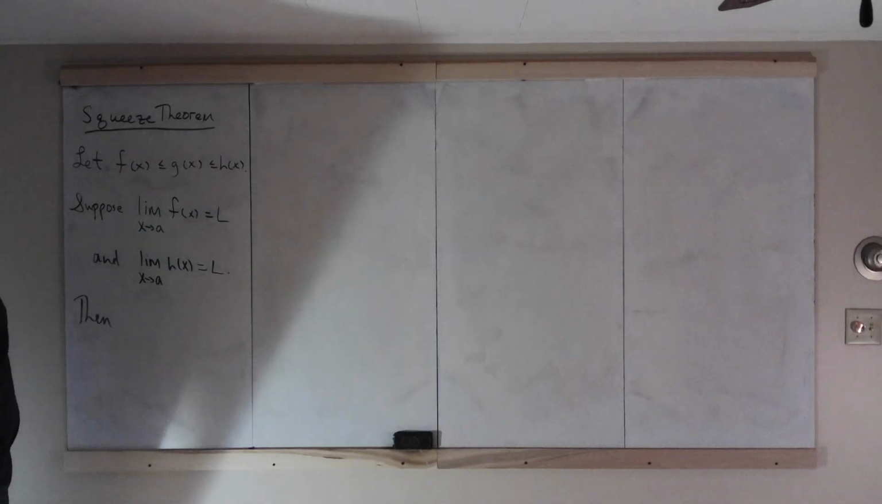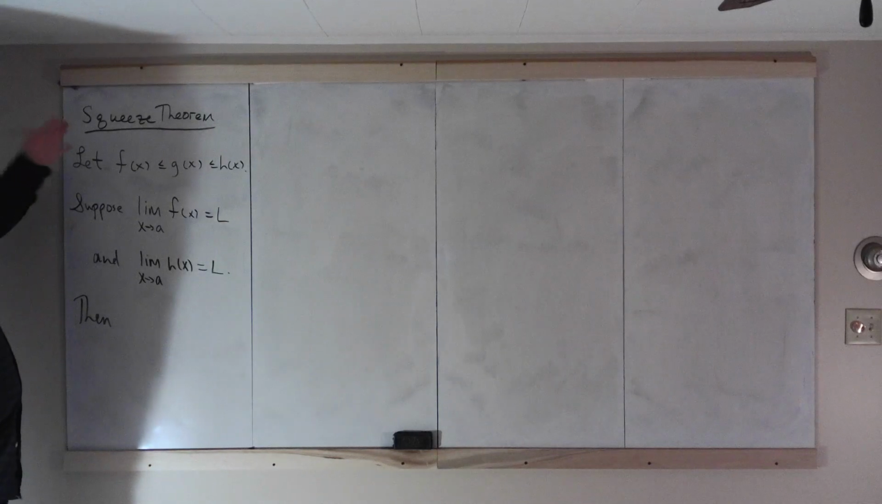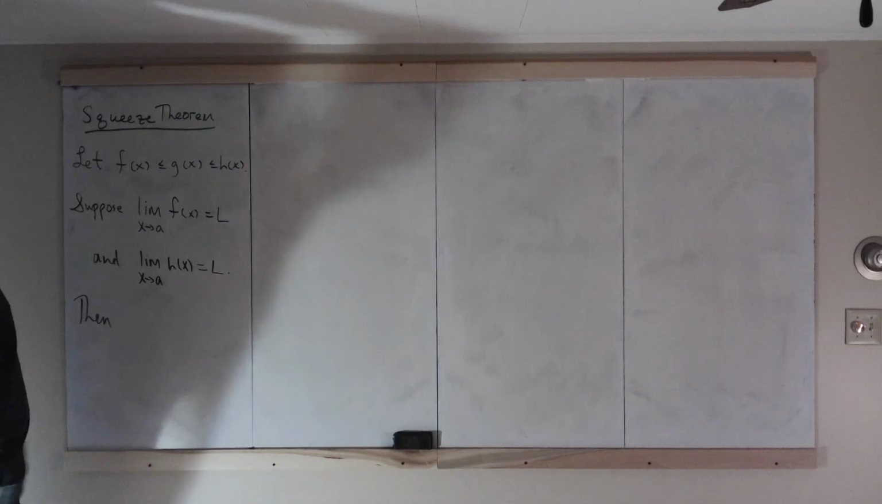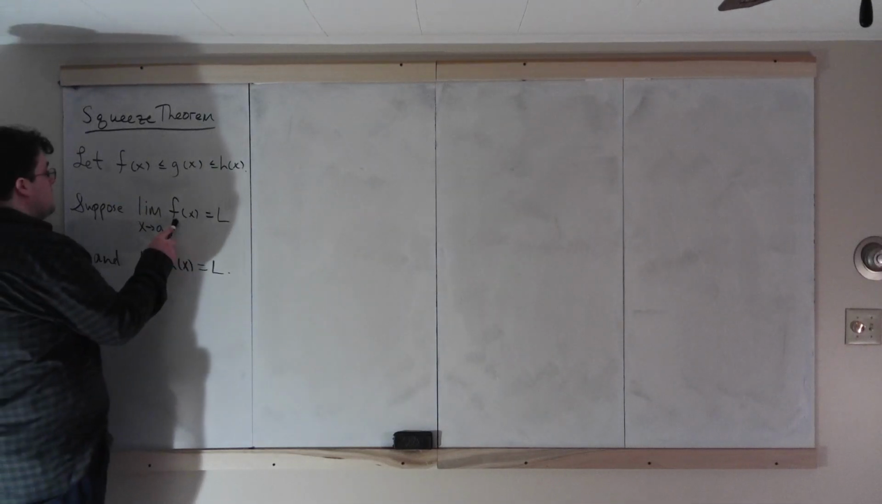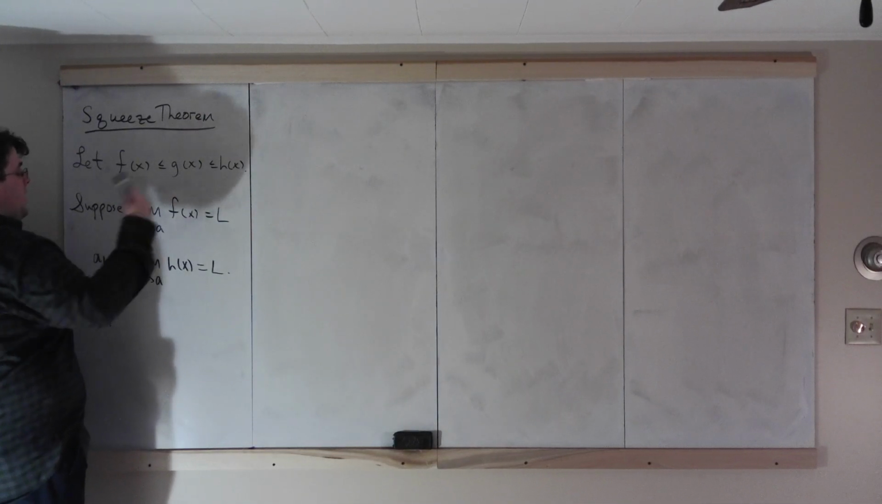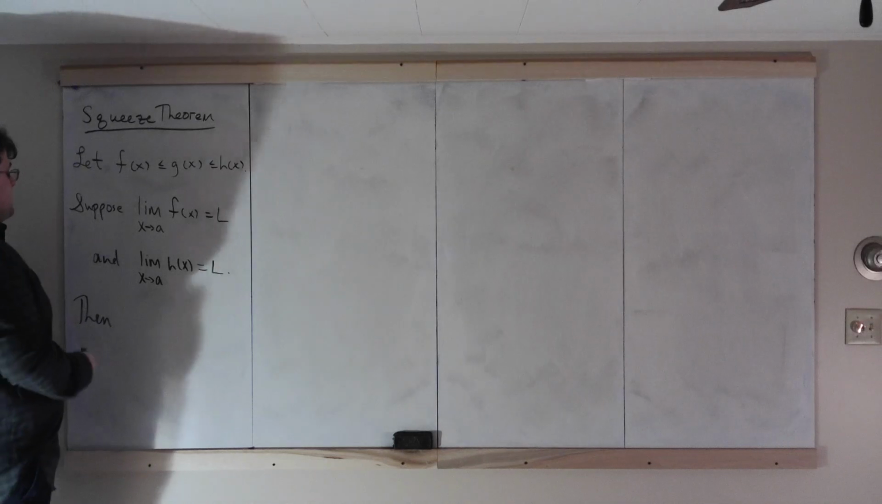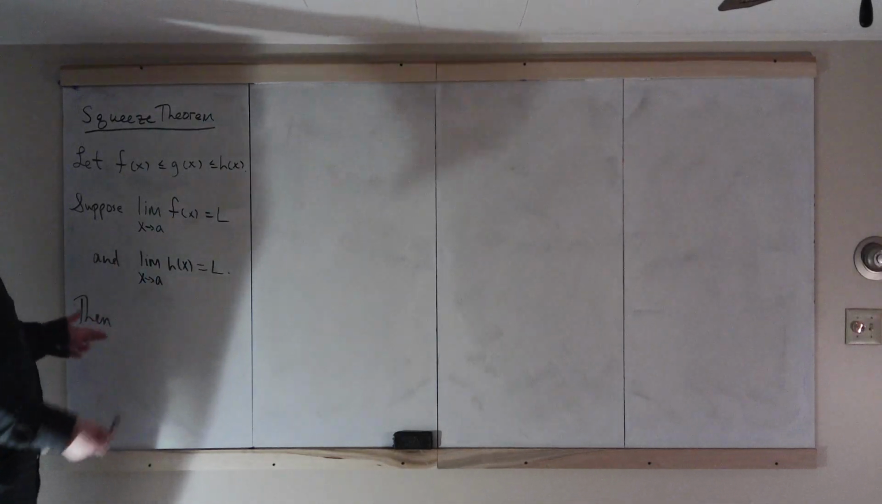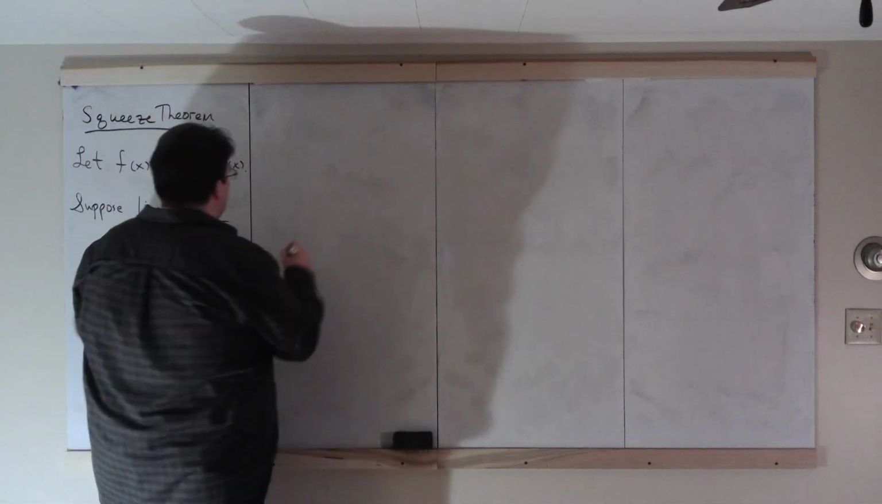Let f of x be less than or equal to g of x, less than or equal to h of x. So we have 3 functions, one is less than the next. Suppose the limit as x approaches a of f of x, the smallest one, equals L. And suppose the limit as x approaches a of h of x, the biggest one, equals L. Then, well, what can we conclude?